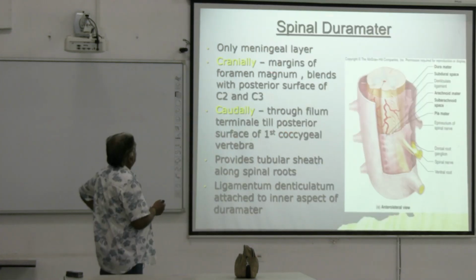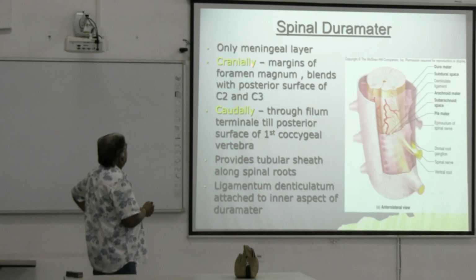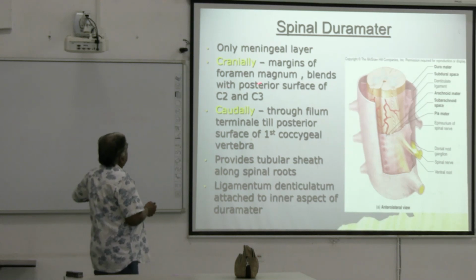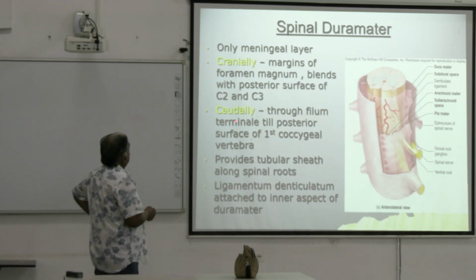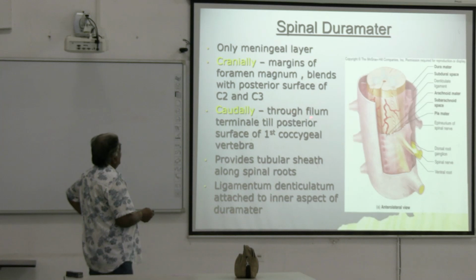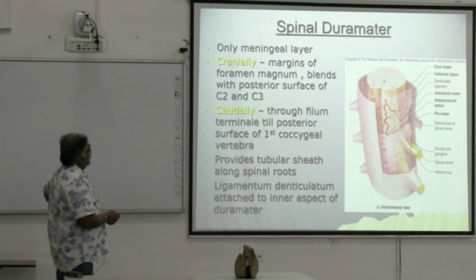Now, spinal dura mater has only a meningeal layer. Cranially it is attached to the margin of the foramen magnum and blends with the posterior surface of the C2 and C3 vertebrae. Caudally it continues through the filum terminale till the posterior surface of the first coccygeal vertebra.